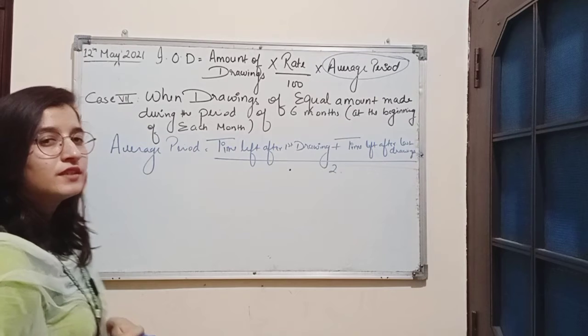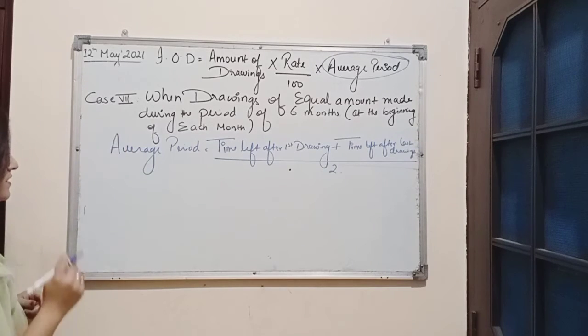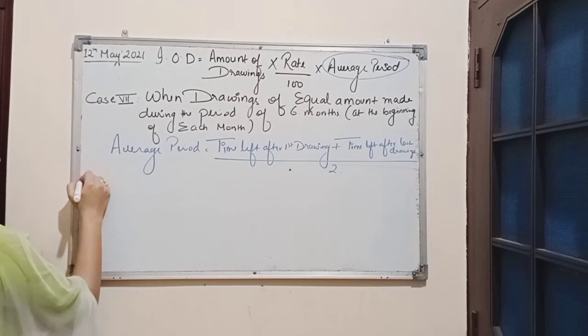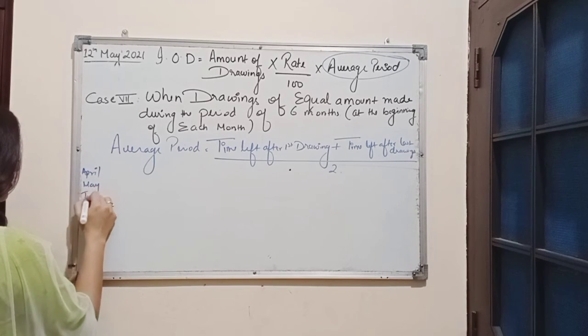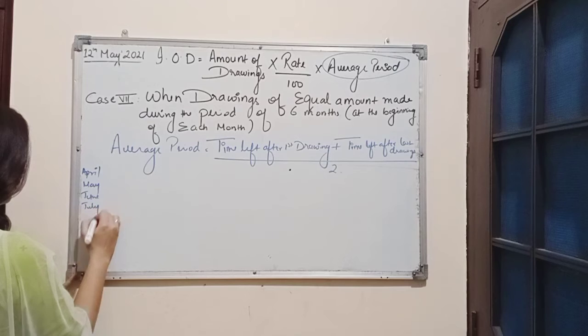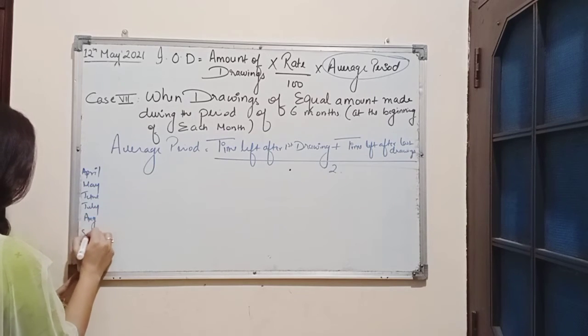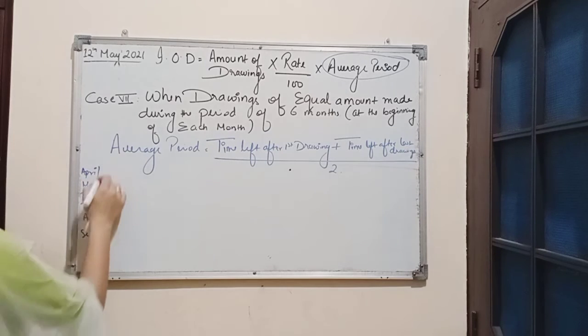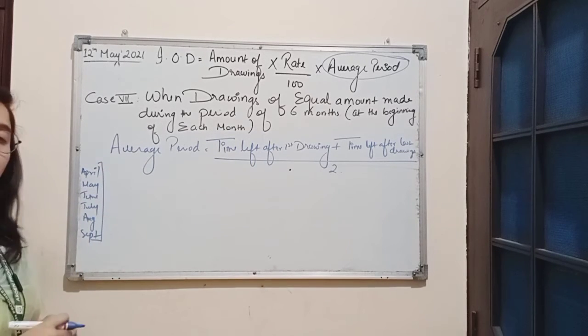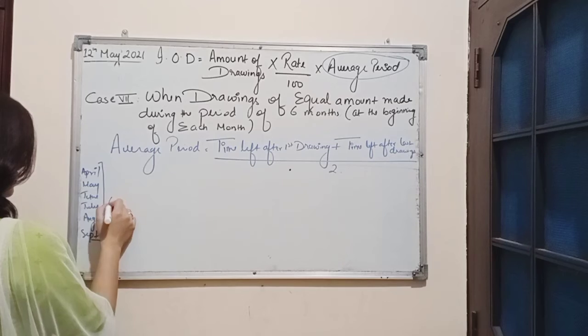So we know here the time duration is for 6 months. Let's take the 6 months from April to September. So from April to September, the total number of months is 6.